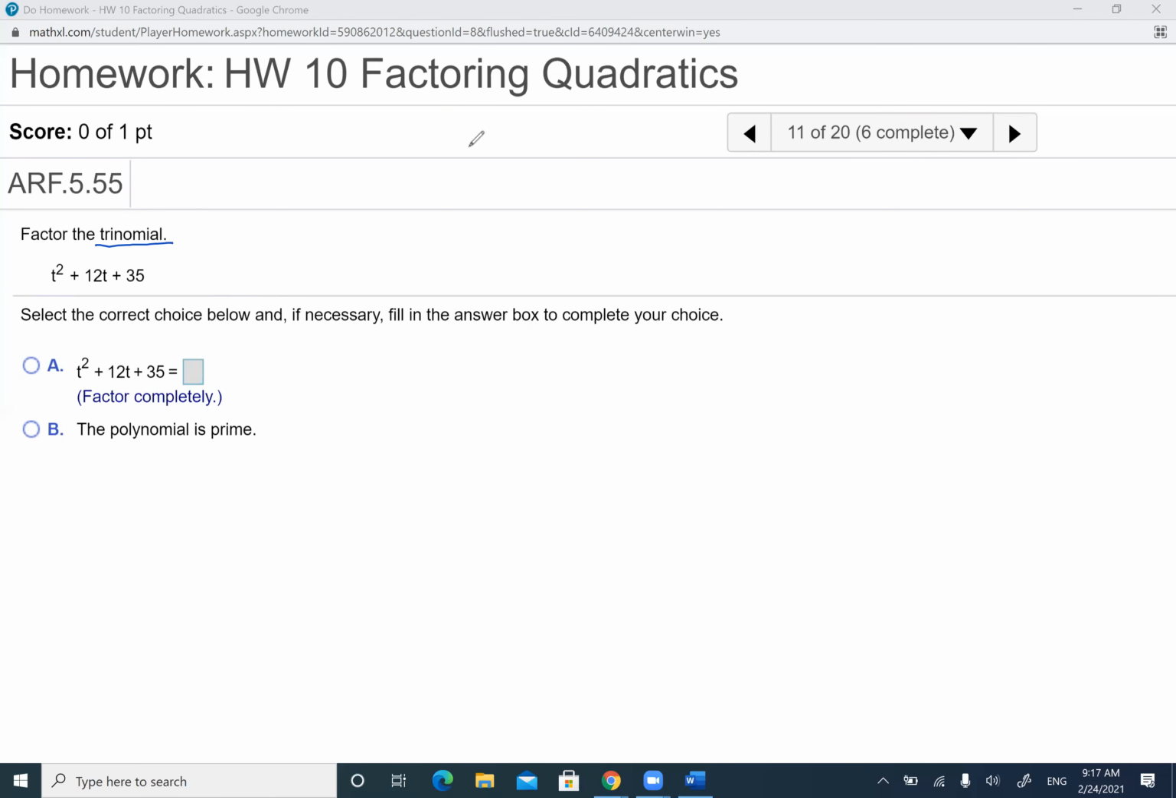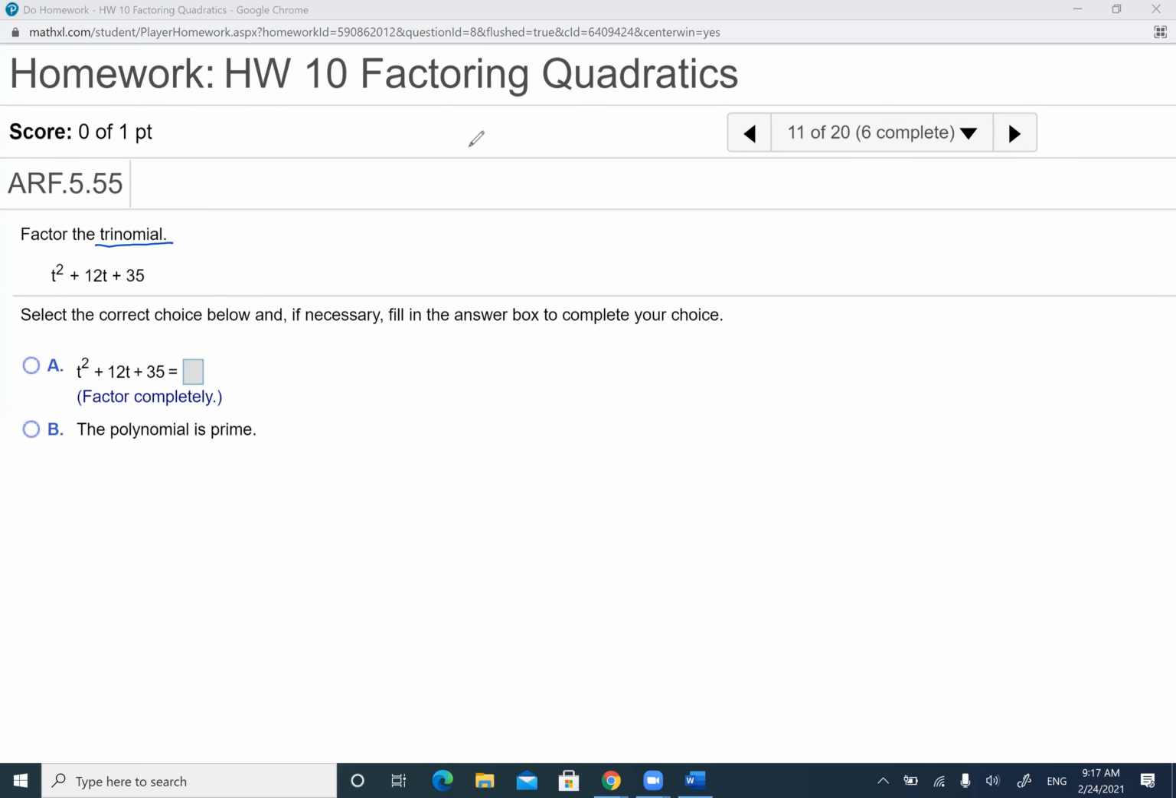We have the square, we have t, and we have the number by itself. So what you're going to do, if the number is 1 in front of the square, this is the method to factor it. If the number is not 1, there is a little different method to factor. So this is the method when you have 1 in front of the square.